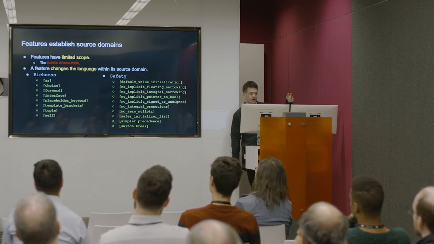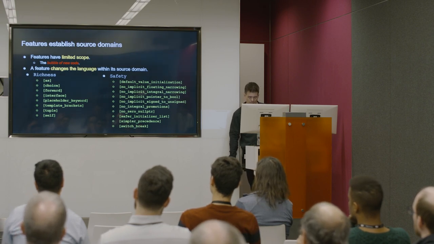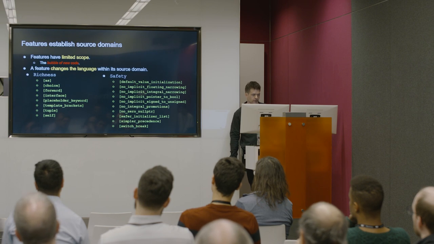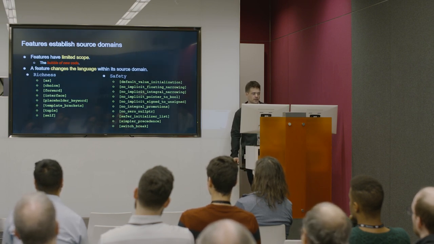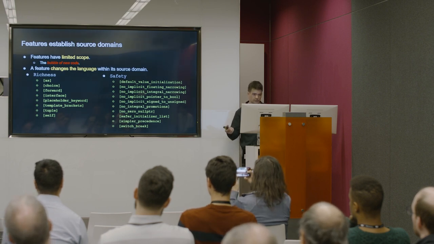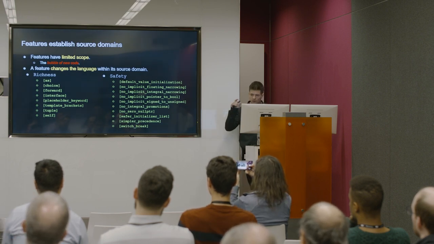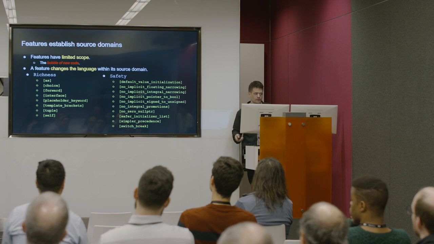So as creates an as expression; as is a keyword. Choice creates the choice keyword, which is for discriminated unions. There's a forward keyword to make forwarding a first-class thing. Interface is like interface and impl. Placeholder keywords: this underscore is now a keyword. These are all discrete changes, and they have limited scope. So you can use them whenever you want just by saying I'm subscribing to this feature.